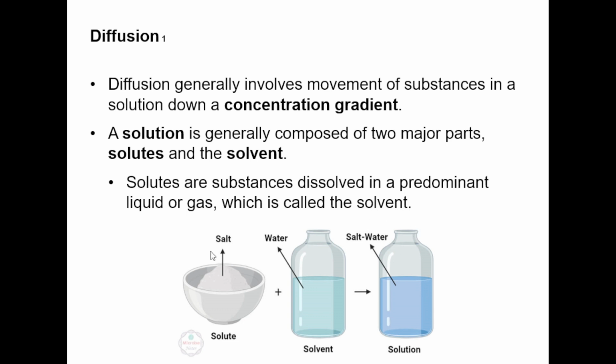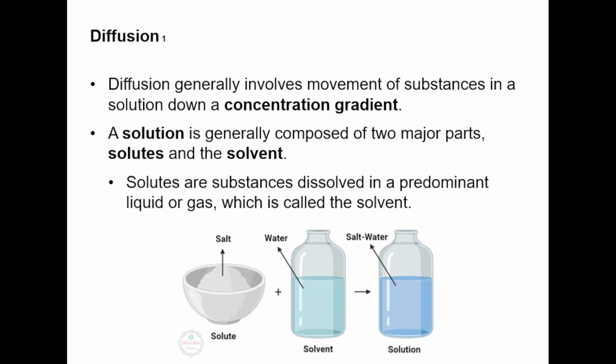So let's take this image as an example. So here we have the final product, which is the solution. And as we mentioned, the solution is composed of two major parts, the solute and the solvent. So the solute that we have here is salt. This is the substance that you dissolve. And whatever dissolves it is called the solvent. In this case, water. So we put salt into the water and we created a saltwater solution. That's going to be handy later on as we go through the discussion.